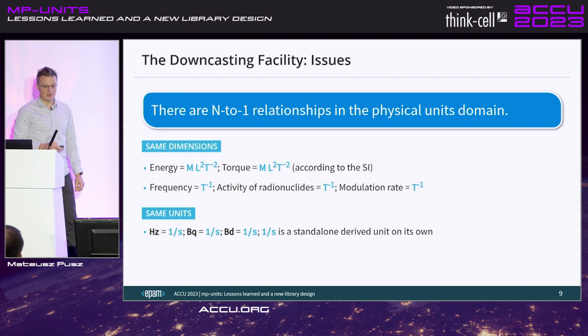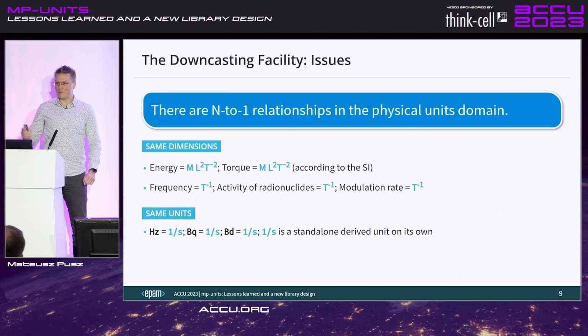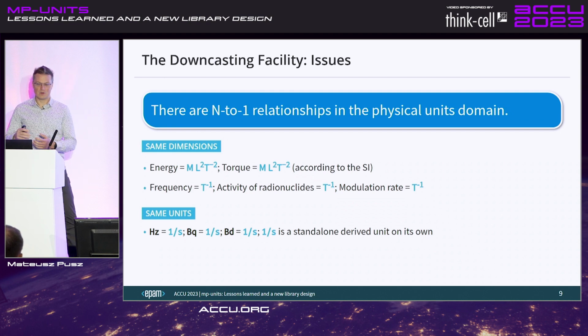Right? And also for units, this is the same. Hertz is 1 per second, becquerel is 1 per second, baud is 1 per second, and also 1 per second is a standalone unit by its own in the SI system. You don't want to count number of cars on the highway in hertz or becquerel, right? This is car per second, 1 per second, right?